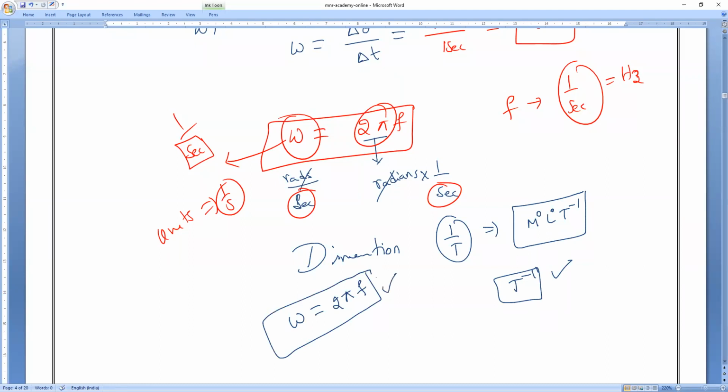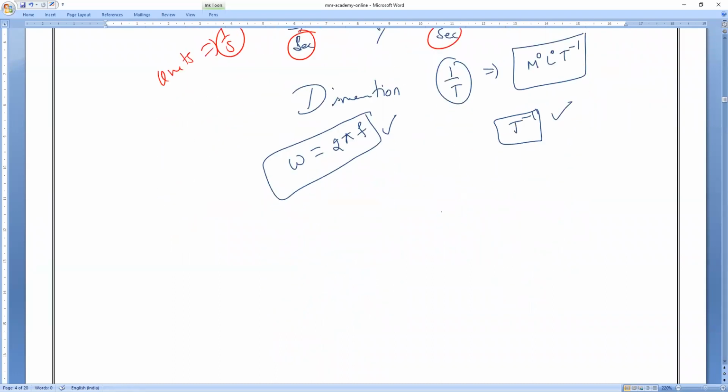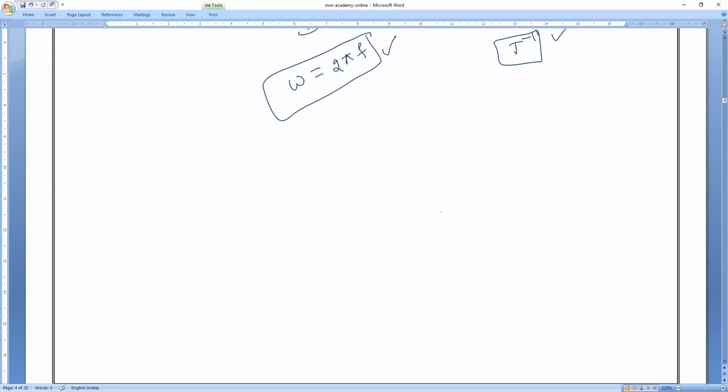2 pi F is the angular velocity formula. Anybody having any doubt, you can ask. Clear, understood? What is the relationship between angular velocity and frequency? Same way, time period.